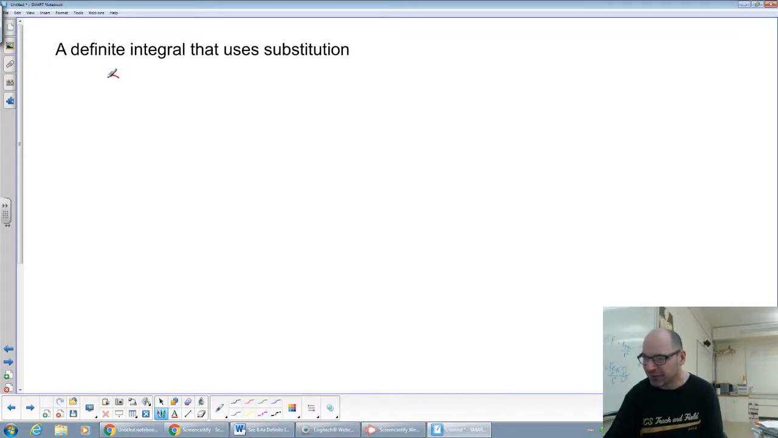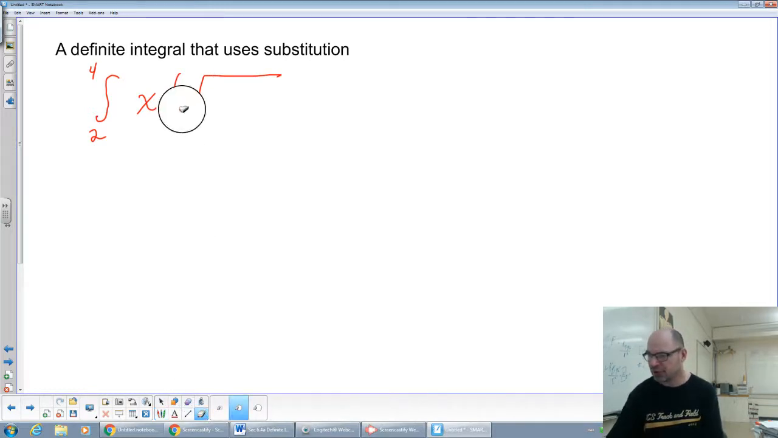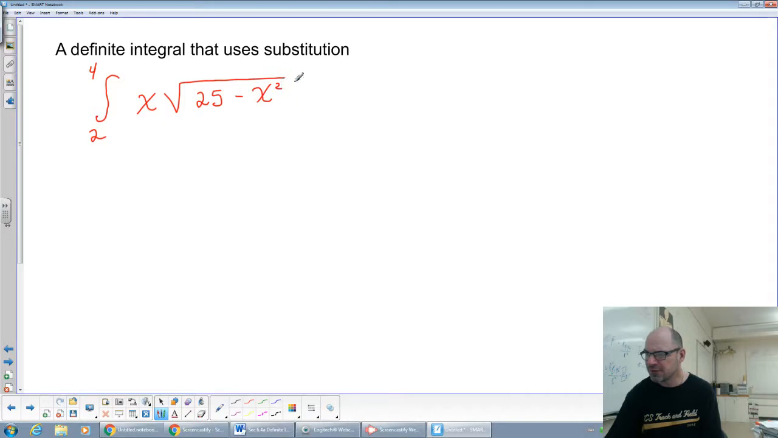The integral from 4 to 2 of x times the square root, I don't need brackets here. I don't know why I'm putting brackets. The book wouldn't put brackets there. Let me do it this way, so that's better. x times the square root of 25 minus x squared dx.